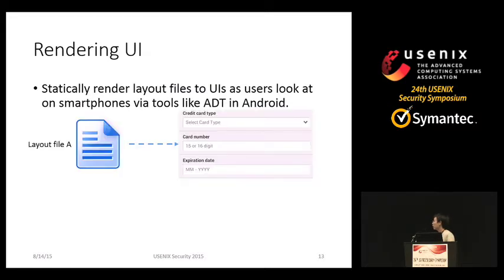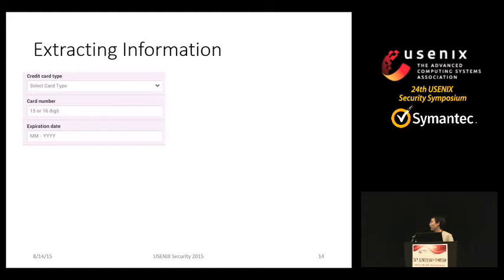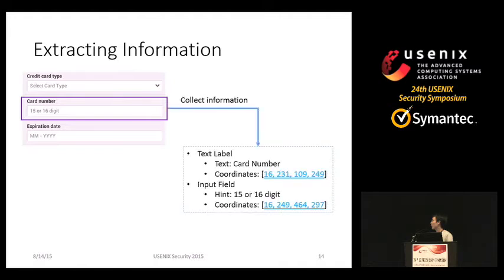For example, by rendering layout A, we can get this, and by rendering layout B, we can get this. With these rendered UIs, SUPOR can extract important information for subsequent use. For example, for the marked area, SUPOR can extract information like the text, the hint, and also the coordinates. The coordinates are used to associate the text labels to the input fields.